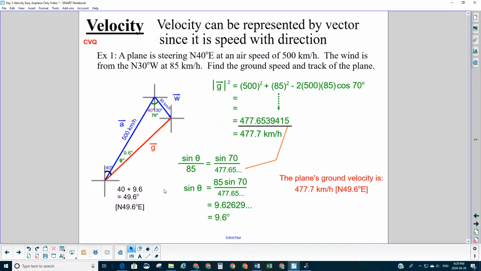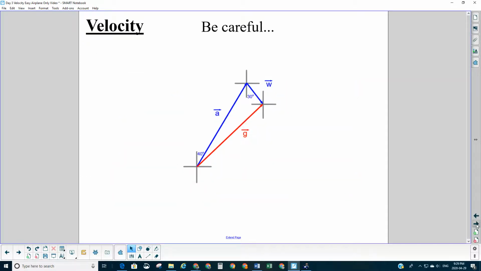Now, there's a couple of things I want you to be very careful of in this question. Let's go back over here. Your angle isn't always going to be just added on. So we found that 9.6 there and we added it on. If we had a situation where the wind was blowing in this direction, some measurement, it doesn't matter, notice that our red vector then would be going like this. And the red vector would actually probably be bigger than 500 because the wind is slightly from behind. And the angle is going to be a different angle.